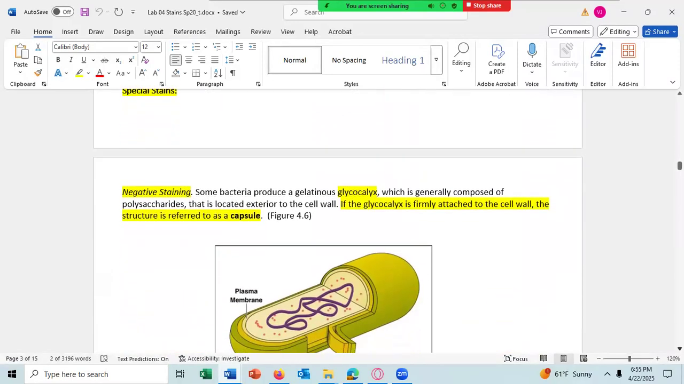All right, let's talk about the special stains. The special stains are used to stain a special cell structure within the cell or outside the cell. You can use the negative stain as a special stain to stain the glycocalyx. If the glycocalyx is firmly attached to the cell wall, we refer to this as the capsule. You can see the capsule under a light microscope.